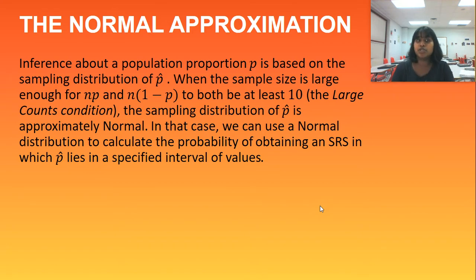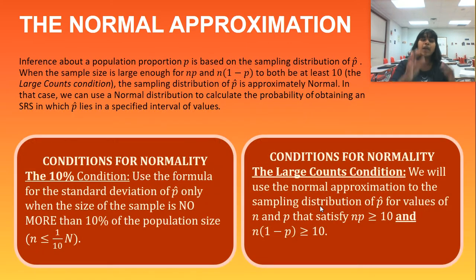In that case, we can use the normal distribution to calculate probabilities of obtaining an SRS in which p-hat lies in specified intervals of values. So we will do the going to college example in class. If you're not in class, you can do that example for yourself on pages 445 and 446. But again, I really want to focus on two major definitions.